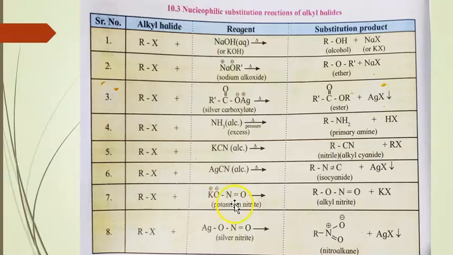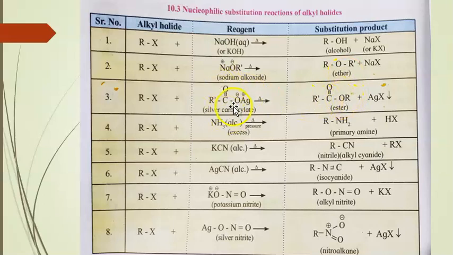O minus N double bond O, the NO2 group. Here NO2 minus acts as a nucleophile. All these nucleophiles act on alkyl halides, and there is formation of alcohol with NaOH, OH minus. Here, ether.